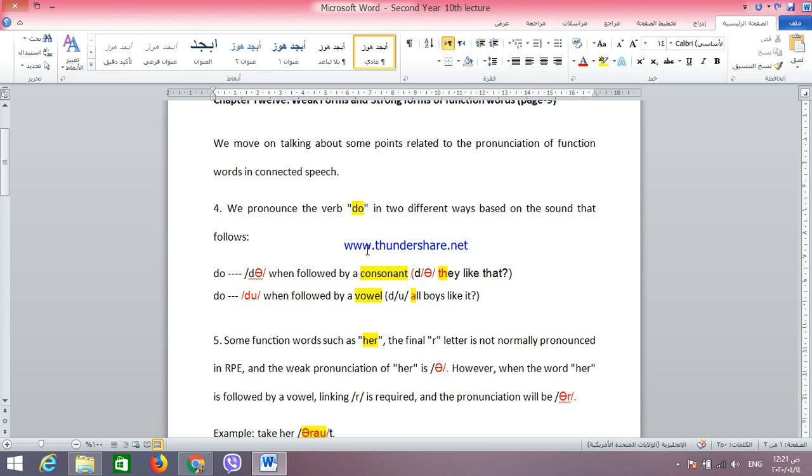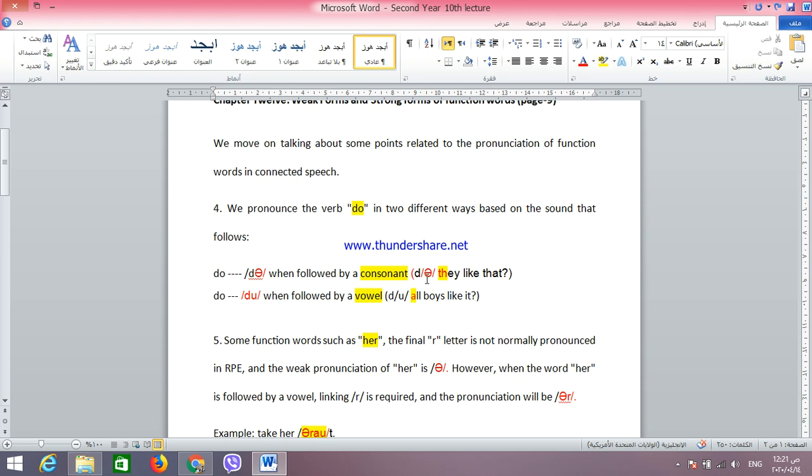The word do can be pronounced in two different ways based on the sound that follows. So if do is followed by a consonant, it's going to be pronounced in its weak form. Do they like that? But if the word do is followed by a vowel, it's going to be pronounced in its strong form. Do all boys like it?